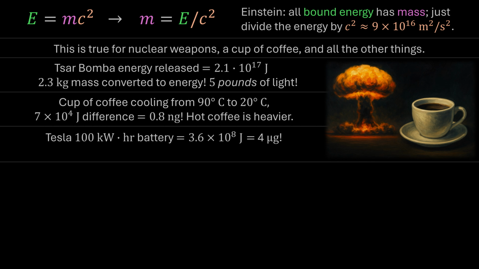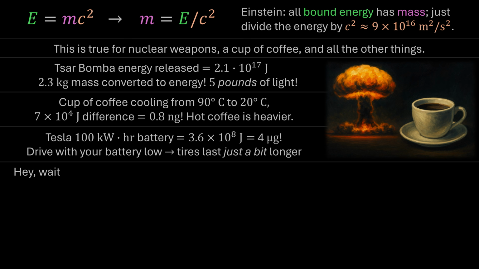However, this does teach us that if you drive with your battery low, then your tires are going to last just a tiny little bit longer because they'll have less weight on them. No, that's terrible advice, of course. Okay, 4 micrograms does not make a difference at all. But it doesn't make zero difference, you know what I mean? It makes 0.000 something of a difference. Anyway, all I'm getting at here is that bound energy always has mass, but it's typically a very small amount of mass. But then the question comes up, hey, wait a minute.